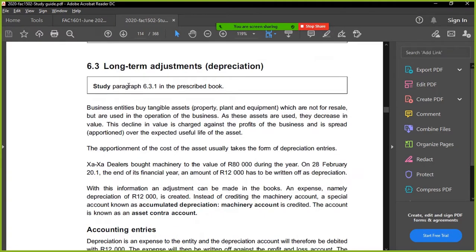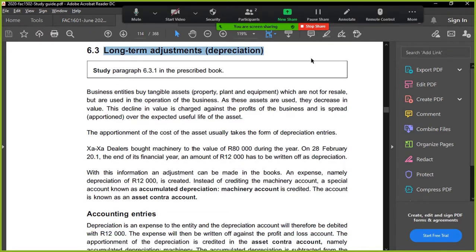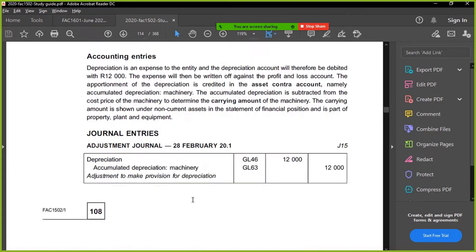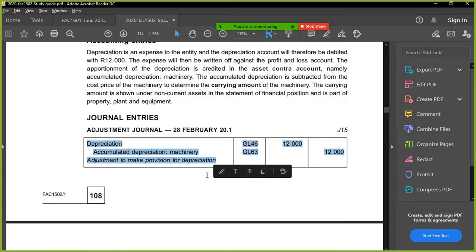Okay, here we go. Long-term adjustments. There's depreciation, 6.3. This is provided for only at the end of every year. At the end of each year, you have to provide for depreciation. This is a year-end adjustment. This is definitely what we're looking at. Here's the journal entries. Right, this is a year-end adjustment.